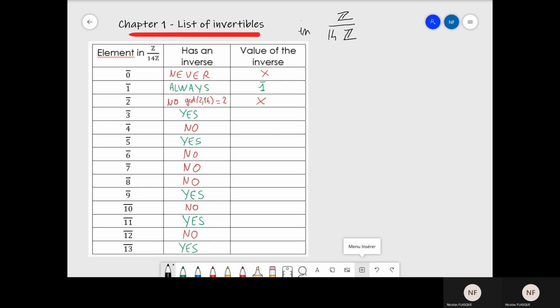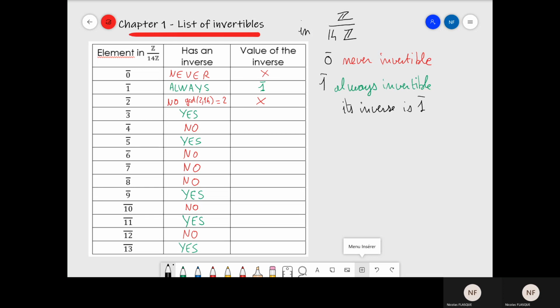Actually, what you can remember is that 0 is never invertible. 1 bar is always invertible. Its inverse is itself, 1 bar.